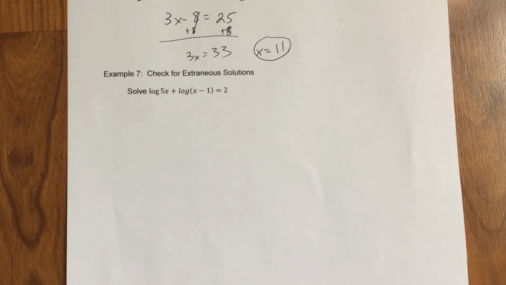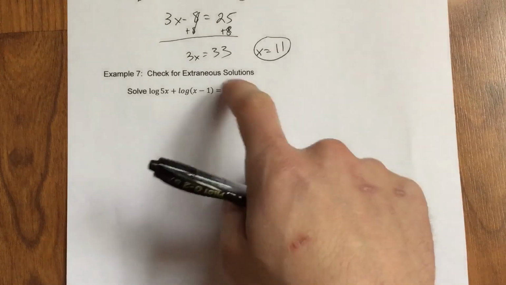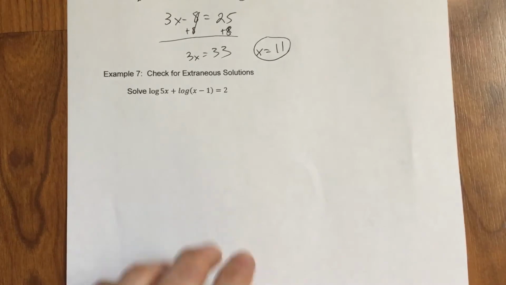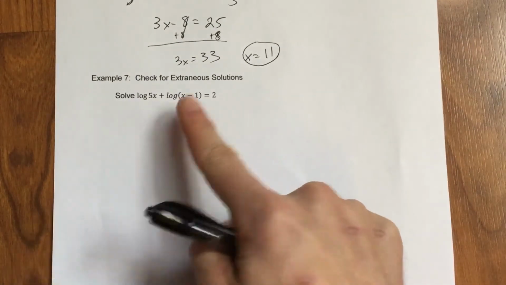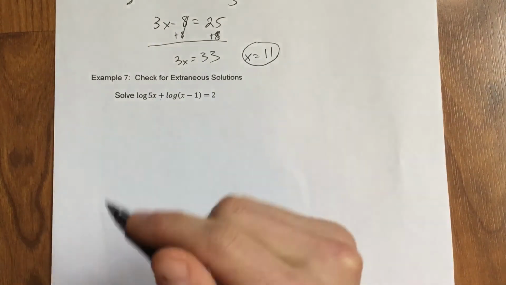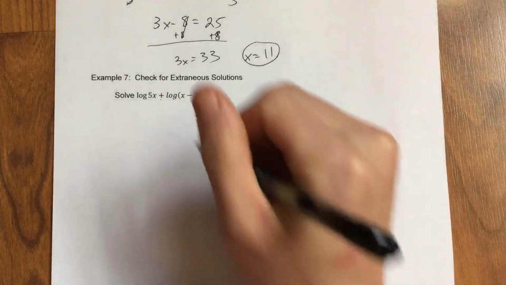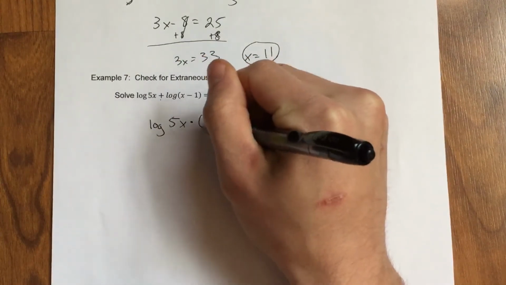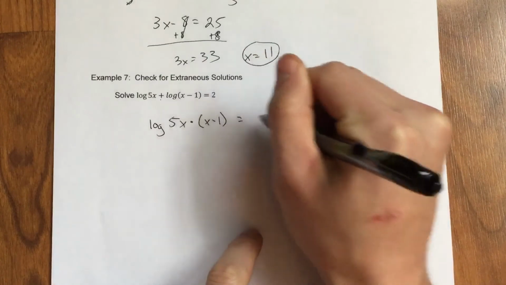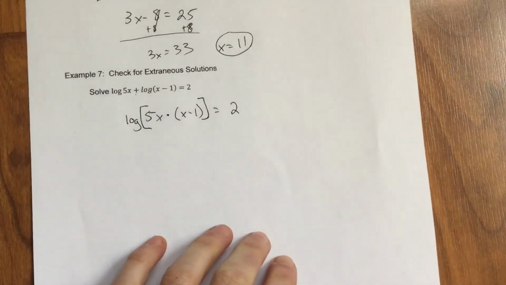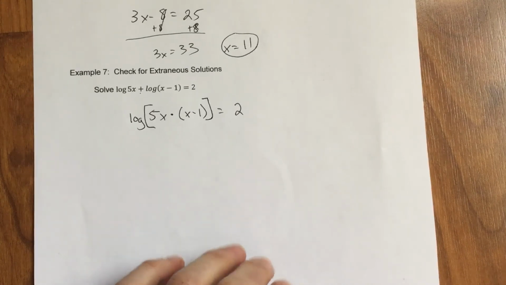Our last example of the day is this problem where we're going to have our check for extraneous solutions. I'll show you why. First thing we have to do is put this together. We're going to condense our logarithm. We can condense our logarithm, recall, plus, we're really going to translate that to multiplication. So we're going to translate as 5x times x minus 1 equals 2. So we condense the left-hand side into a singular logarithm.